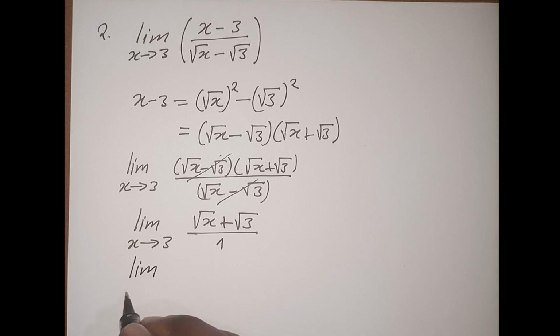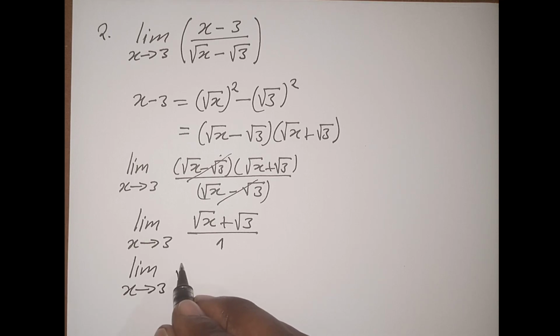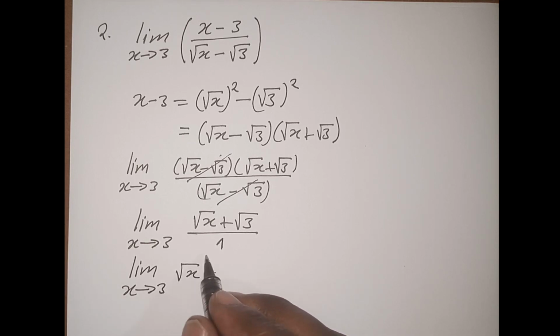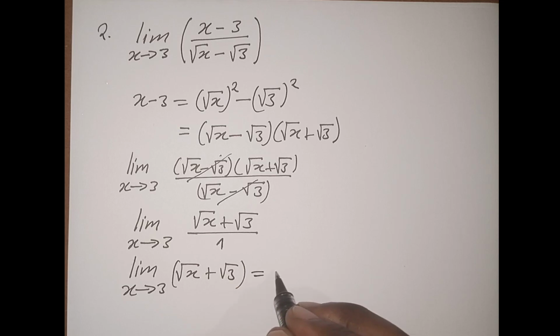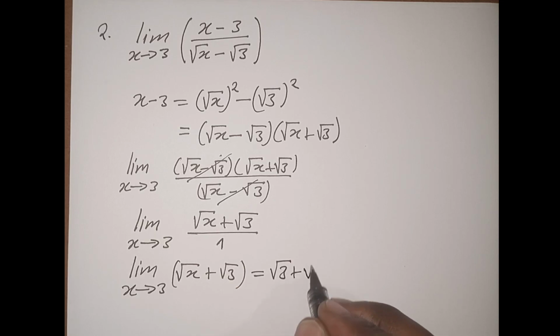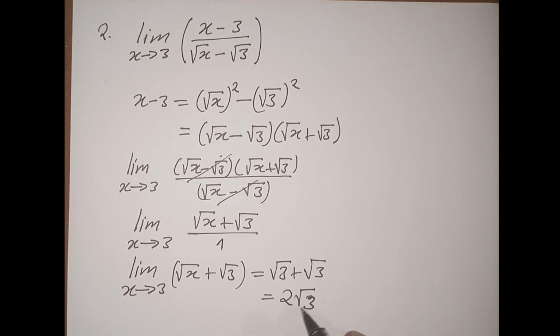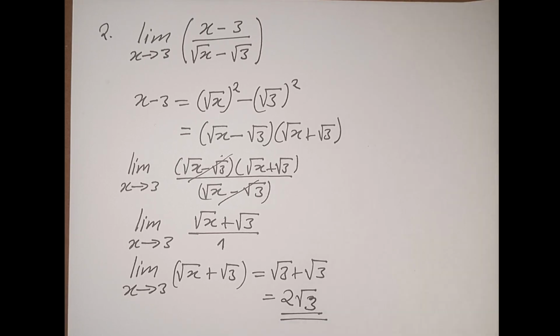So substituting this into the limit of root x plus root 3, substituting the 3 directly, you're going to get root 3 plus square root of 3, which is 2 square root of 3. And this is the final answer for such a problem.